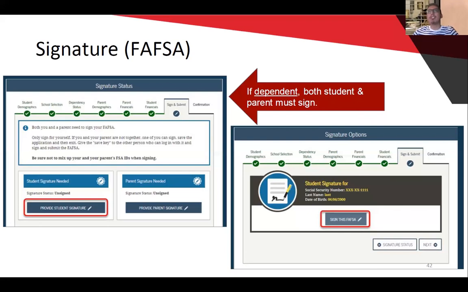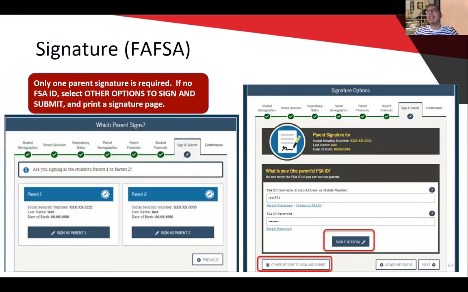The second way to sign the FAFSA, if you're the student, is to do so with a signature page. To do that, you would have to submit the FAFSA without a signature, and then print out the signature page, sign it, and then mail it directly to FAFSA. And the final way to sign the FAFSA is to submit it without a signature, waiting for them to send you your student aid report, also known as the SAR. And once you receive it, sign the SAR and mail it back to FAFSA. So those are the only 3 ways for the student to be able to sign the FAFSA.